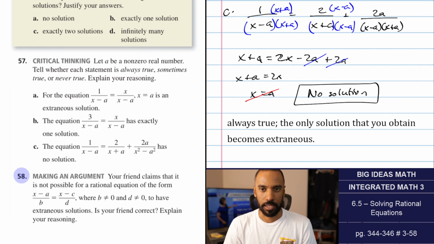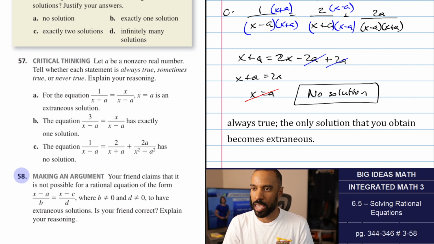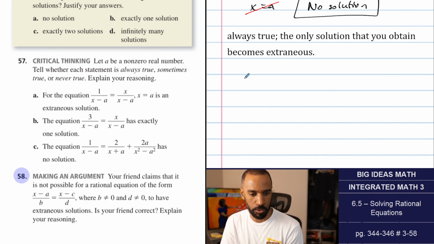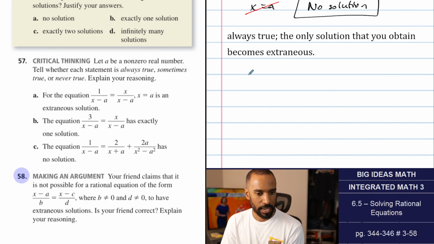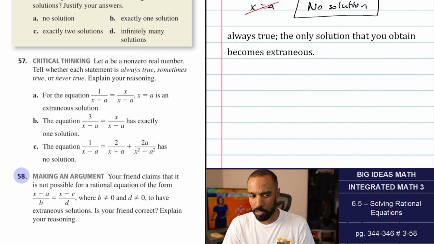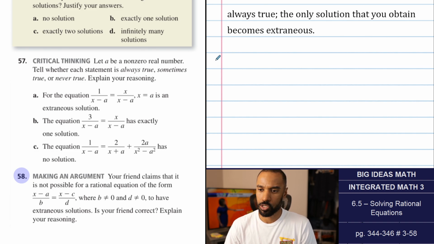Final question, number 58. Your friend claims it is not possible for a rational equation of the form x minus a over b equals x minus c over d, where b and d don't equal 0, to have extraneous solutions. Is your friend correct? Explain your reasoning. I'm guessing x is the variable and b and d are numbers, right? Just non-zero. It's not possible for a rational equation of this form to have extraneous solutions. Is your friend correct? My friend's correct. So 58. My friend is correct.